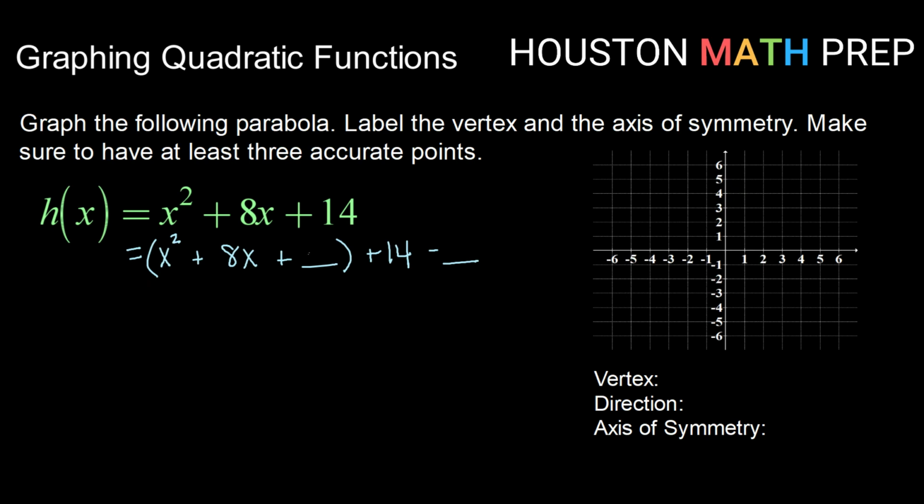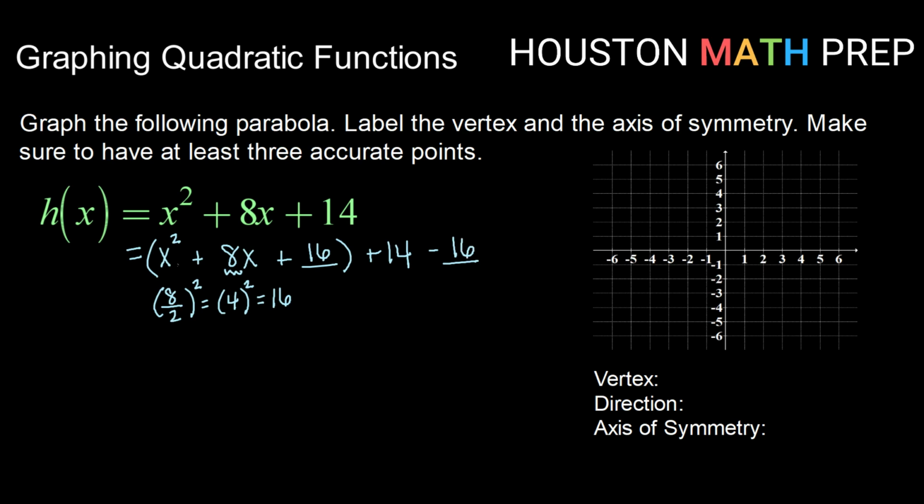Now, to get the constant that makes this a perfect square trinomial, we're going to take our b value, in this case 8, divide it in half, and square it. So 8 divided by 2 makes 4. 4 squared is 16. So the constant that I'm going to be placing into both blanks is 16.